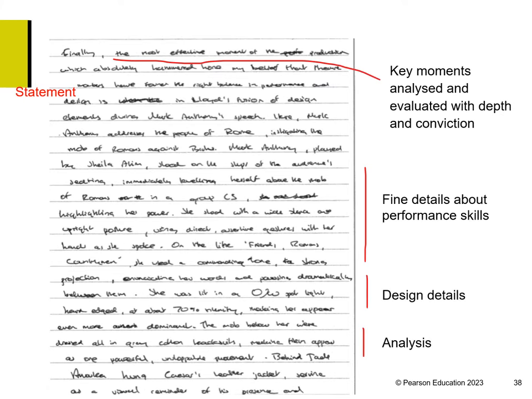Finally, so this is probably towards the end of their response, the most effective moment of the production, which absolutely hammered home my belief that theatre makers have found the right balance, etc. So you can see that there's a pattern, there's a repetition of the statement that's blended through this particular response. We've got fine details about performance skills, followed by design details, and then there's some analysis. So this idea of a formula, a key moment, it's described, the details given, the design elements are given, the analysis is implicit, the evaluation runs through it.